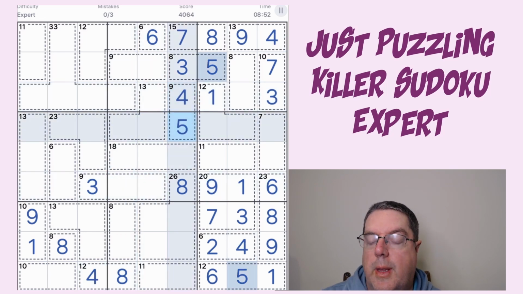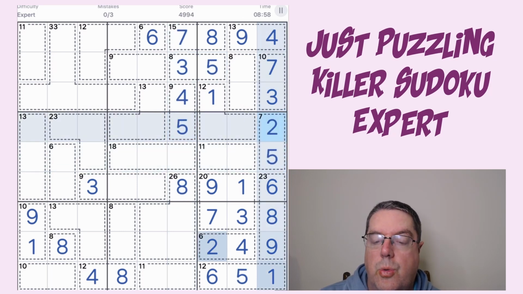5 has to be there. That then leaves this. Remember, this is 5 and 2. 5 and 2. That leaves that there. 2 and 4 there. So 2 is going to be either here or here. If that's 2 and 4, that's got to be a 1 and 5.